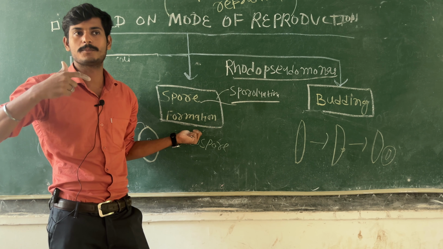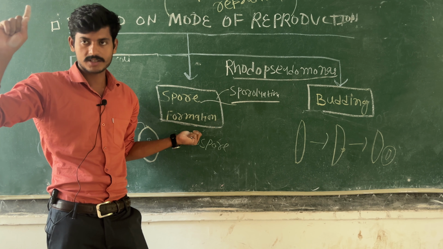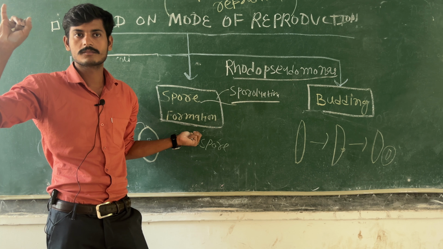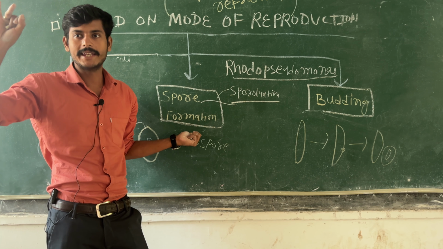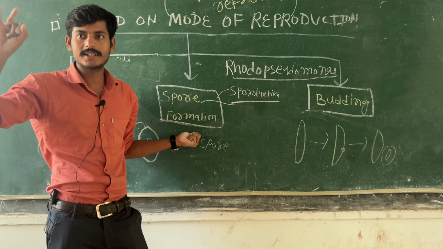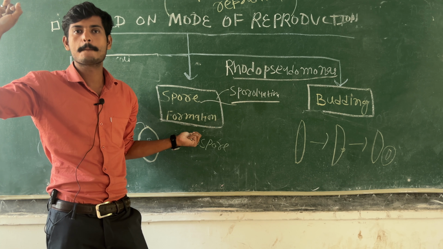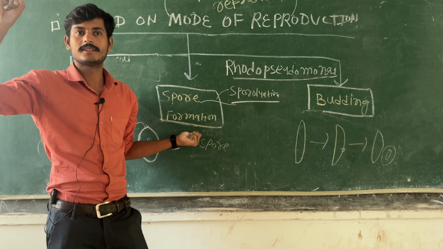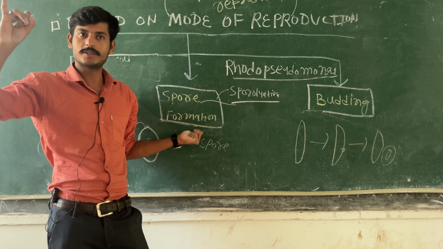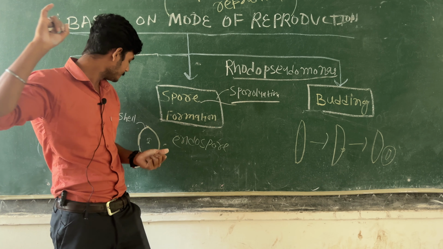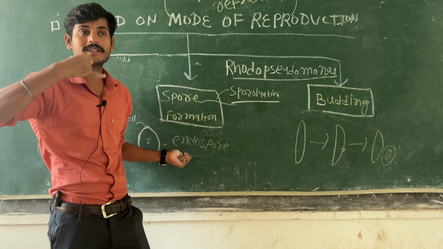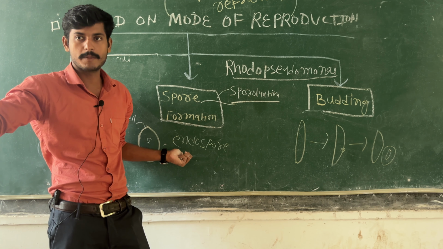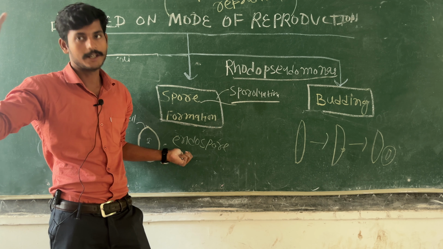What is special in the spore? The first one is that it is covered by a cell wall. Another characteristic is that it is resistant to heat, chemicals, and oxygen requirement is also not needed. Less intake of nutrition is required. And the bacteria which form this spore are known as endosporic bacteria, and the spore is known as endospore.